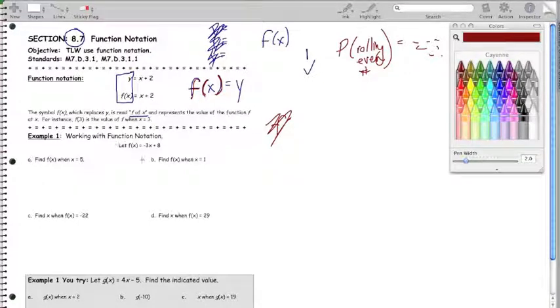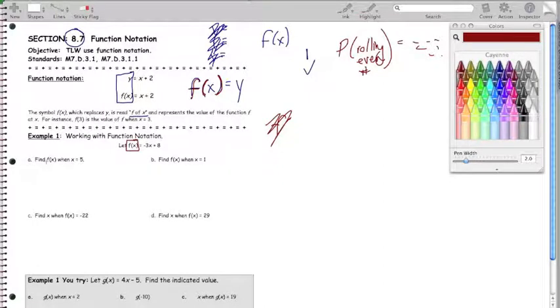Working with function notation, they're giving us f of x is equal to negative 3x plus 8. This is a clump. It will not be separated, okay? This f can change to a different letter and so can the x, but it's a clump. That's the key thing. Remember, it's not going anywhere. It's one big term, so to say.